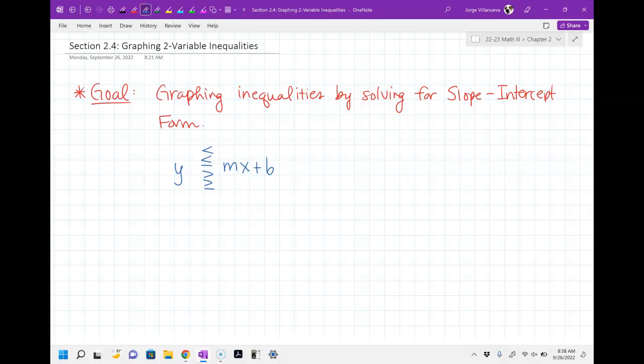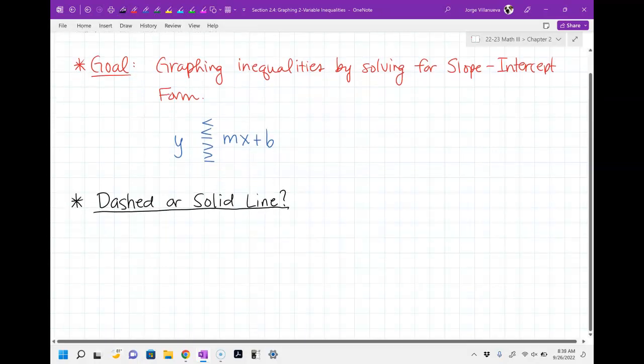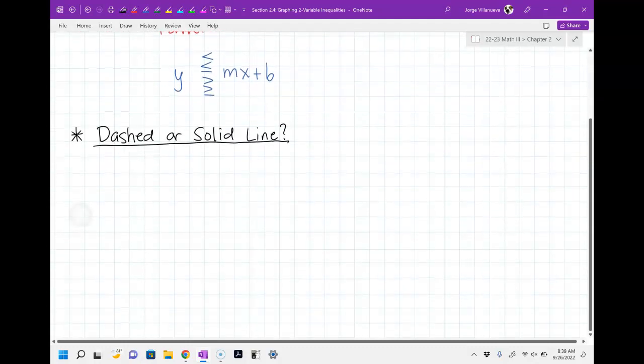Now, at first they're going to give you some problems where they're simple, but eventually you're going to have to do it the hard way. Now, before we get into graphing, like I said, I wanted to make sure you guys knew what we had to do. So make sure we solve for y. And then a couple of other things that you guys have to be aware of. Okay, so dashed or solid line. When you're graphing it, should you graph a dashed line or a solid line?